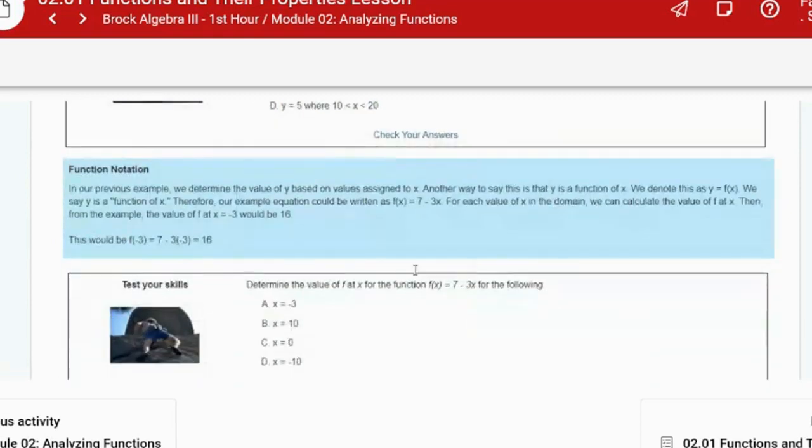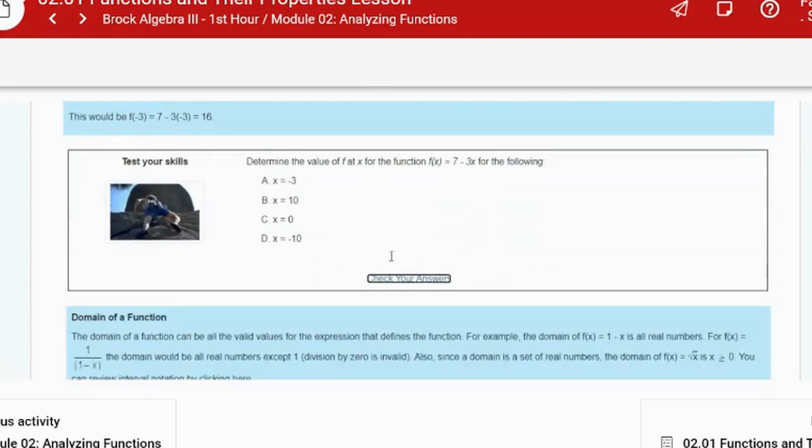All right, function notation. This should not be new to you either, right? Because we say y equals, but that's the same as f of x. So if we have the function y equals 7 minus 3x, we can write it in function notation as f of x equals 7 minus 3x. So that's the same as the y. And 7 minus 3, if x equals -3, -3 times -3 is 9, plus 7, 16. Y equals 16, or f of -3 equals 16.